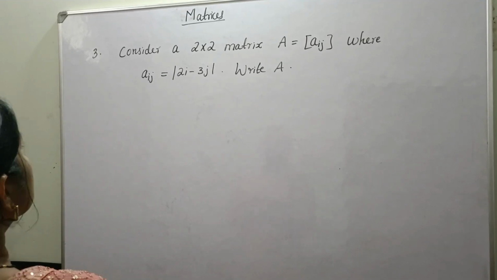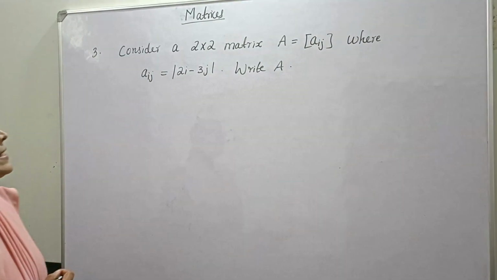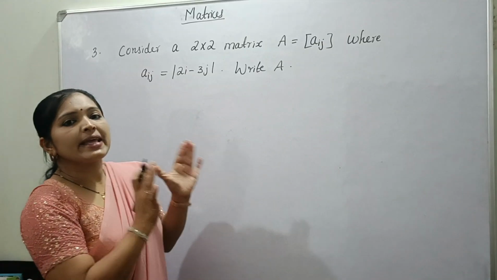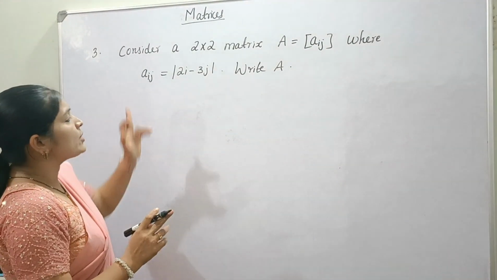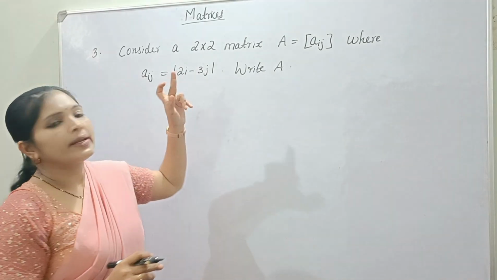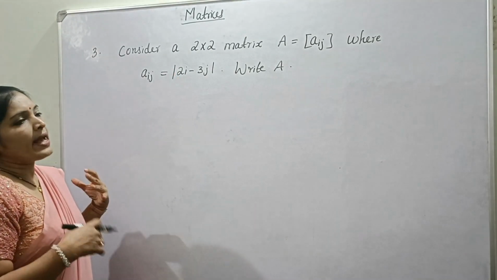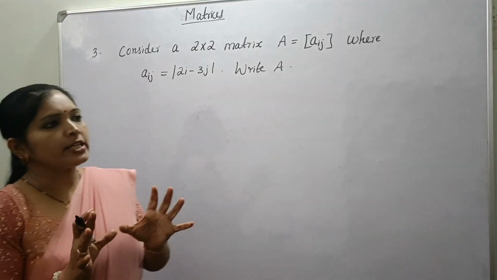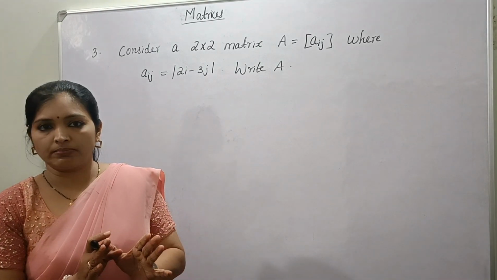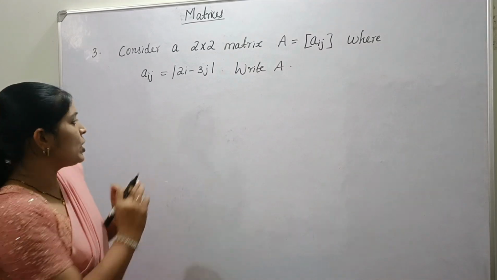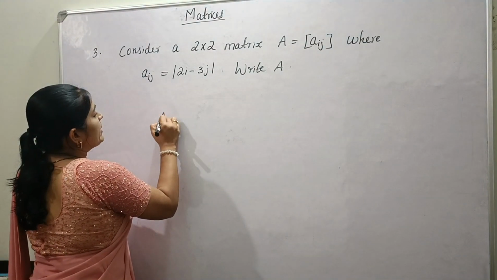Third question. Consider a 2 by 2 matrix A equals matrix Aij, where Aij is equal to modulus of 2i minus 3j. Write A. See here, as I mentioned before, Aij means an element from the ith row, jth column. So here, let us write the matrix A.